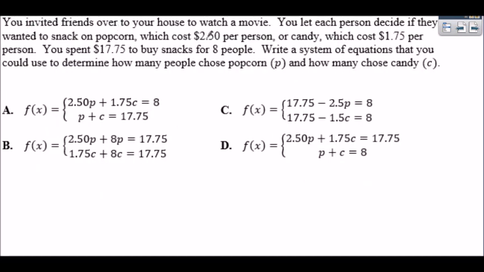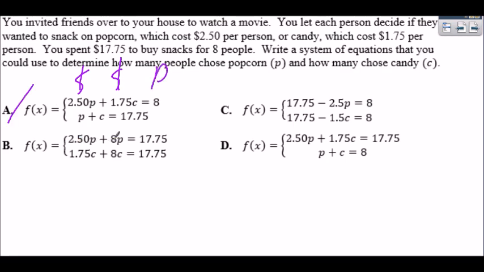So you invite some friends over to watch a movie, popcorn, which would cost $2.50 per person, or candy, which is $1.75 per person. A total budget of $17.75 for those 8 people coming over. Which system represents this correctly? $2.50, that's talking about money. $1.75 is also talking about money, but this is 8 people. So money, money, people. So let's go to B.